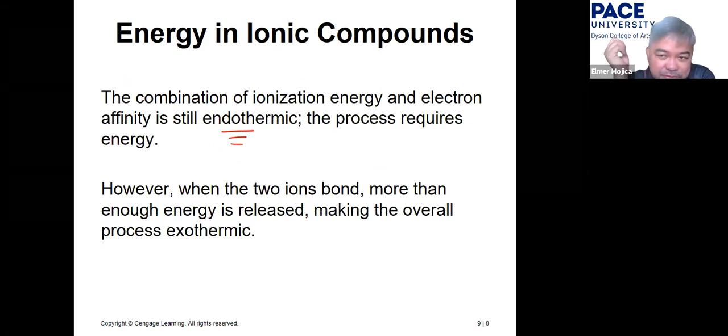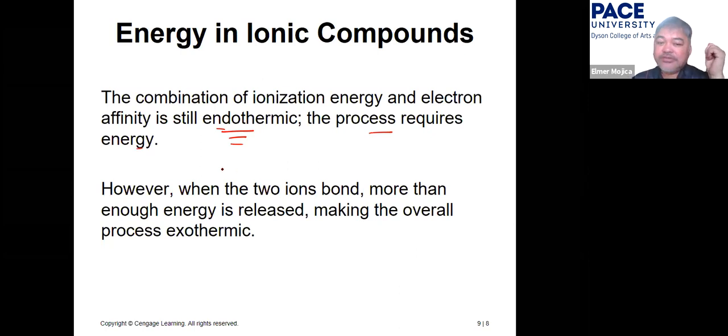Now, why is it endothermic? So if you're going to remove an electron, you need energy to do that. If you're going to put an electron in a neutral non-metal, you also need energy for that. That's why energy is being input. That's why it's endo. Okay? So as of now, you could say endothermic is you need energy into the system, or the process requires energy.